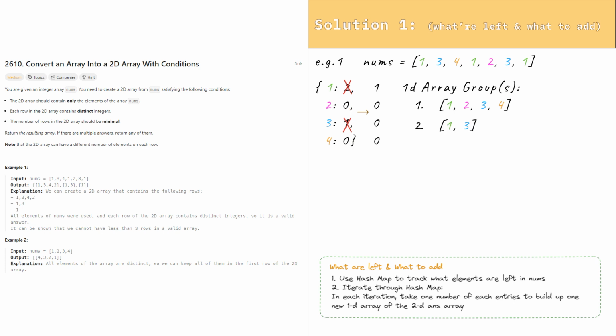Because we still have some elements left in our hash map, which means that we still need to do the allocation, we need to continue our iteration. In the second iteration, we have 2 1s and 1 3 left in our hash map. So as usual, we will just take a 1 out and a 3 out into our 1D array, so that as you can see, the second 1D array is formed by a 1 and a 3.